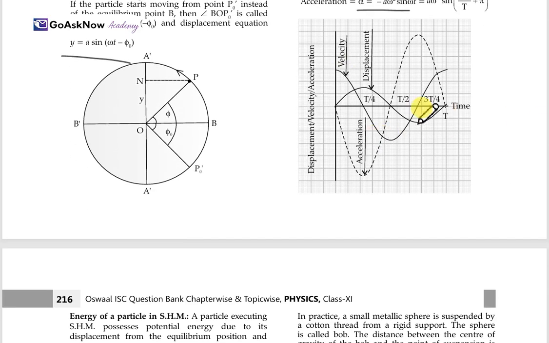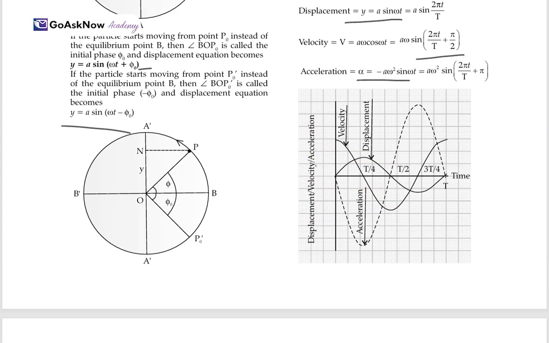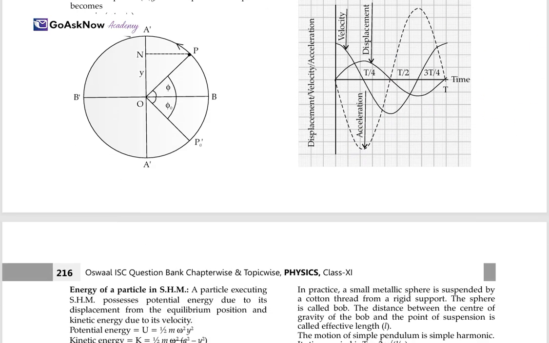Also, graphically, displacement, velocity and acceleration have been drawn with respect to time. The times are different, like T/4, T/2, 3T/4. This particular graph is representing the displacement, this graph is representing the velocity, and this one is representing the acceleration. So with respect to the equations, it has been shown in the graph.